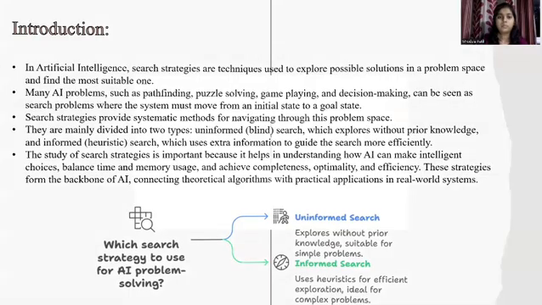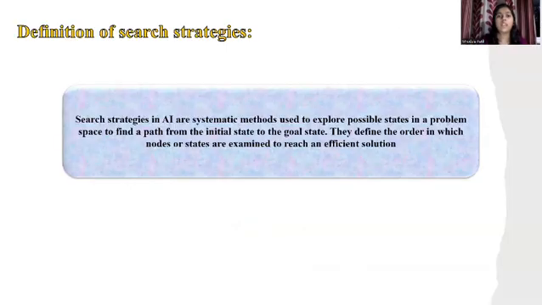So next is the definition of search strategy. A very simple definition: search strategies in AI are systematic methods used to explore possible states in a problem space to find a path from the initial state to the goal state. They define the order in which nodes or states are examined to reach an efficient solution.